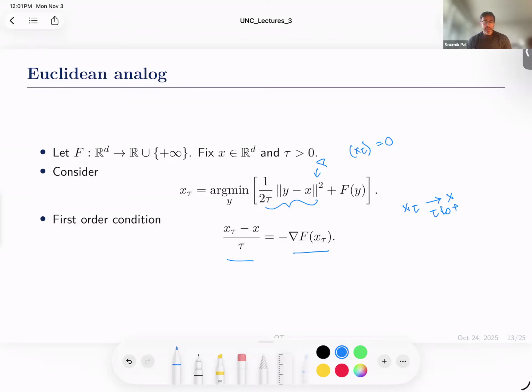Good. So what this tells you is that the gradient of the function at this point x tau is given by joining the point x tau with x. Look at the vector joining x tau to x, so x tau minus x, divided by tau. Or if you switch the minus sign to the other side, you get that the gradient of f at x tau is x minus x tau over tau.